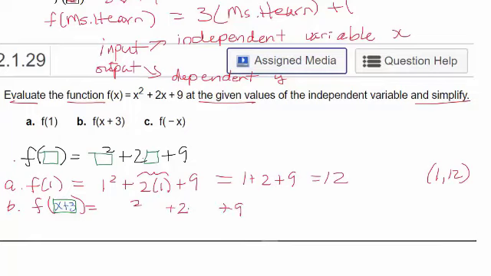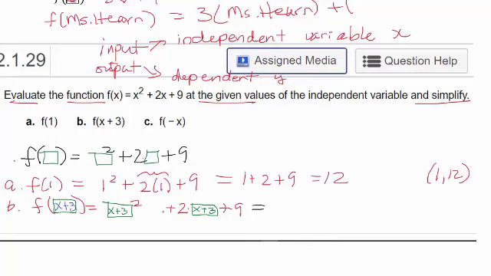So I'm going to take what's in my box, x plus 3. I'm going to square it. I'm going to multiply it by 2, and then I'm going to add 9 to it. It doesn't matter that it has an x in it. It's not the same x that you had up there, so don't get confused by that.